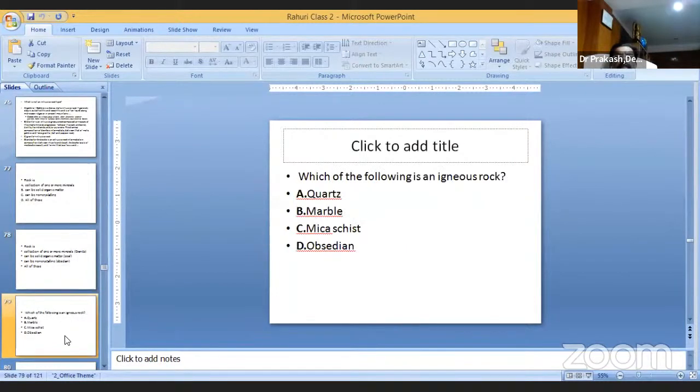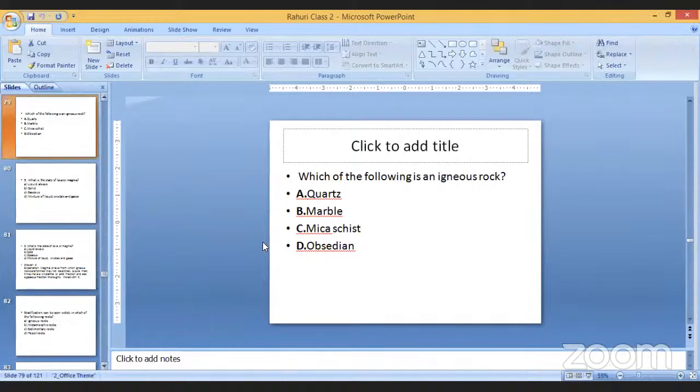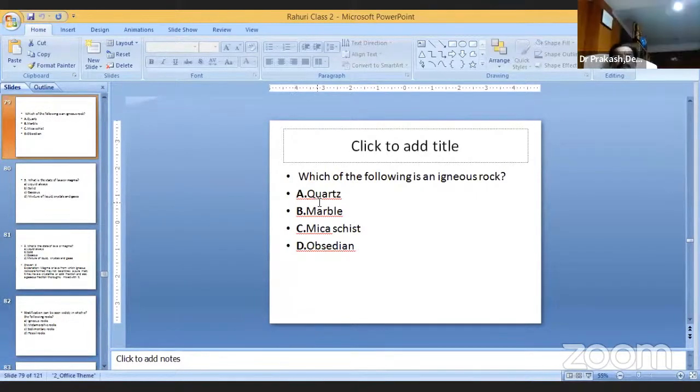Which of the following is an igneous rock? Quartz, marble, mica schist, obsidian. Obsidian is the correct answer, right? Quartz is a mineral. Marble is a metamorphic rock. Mica schist is also a metamorphic rock. Obsidian is an igneous rock.